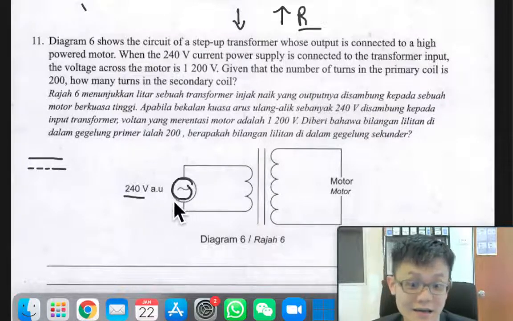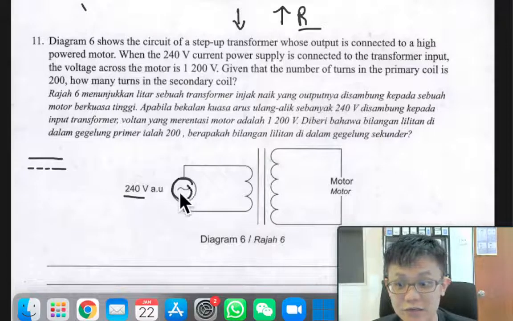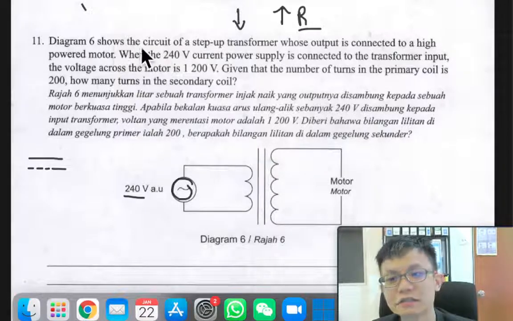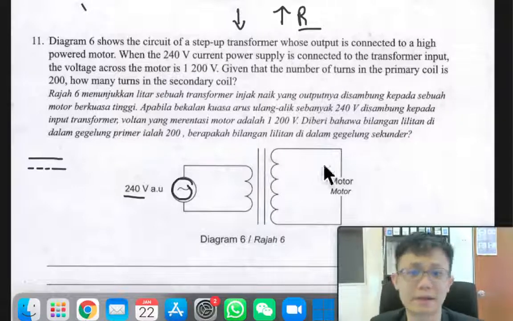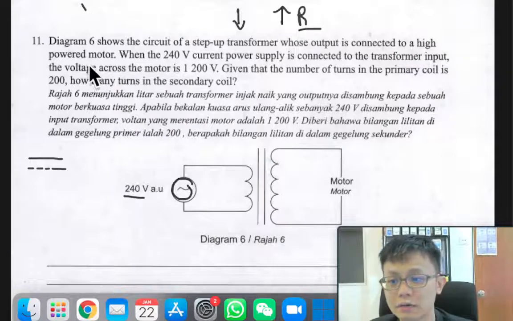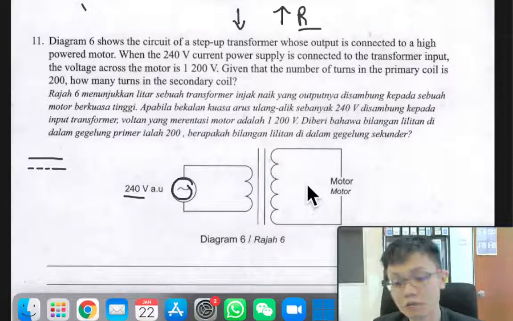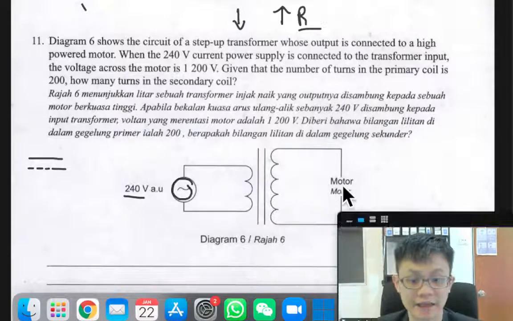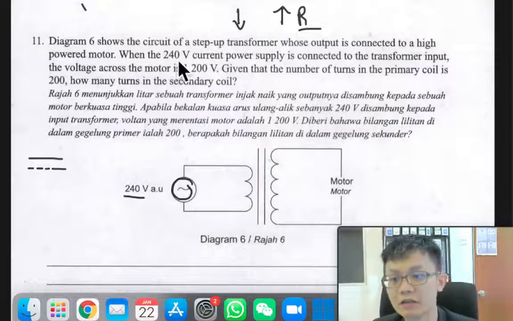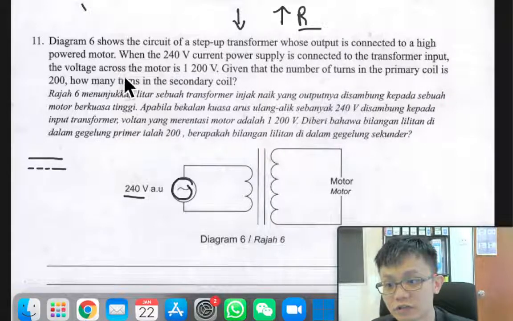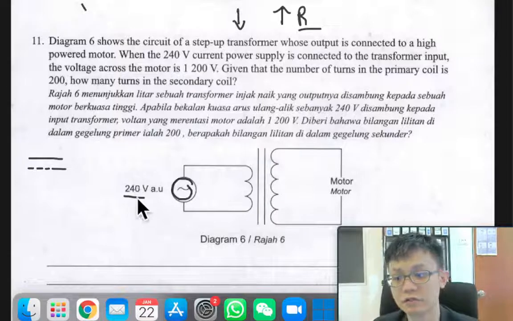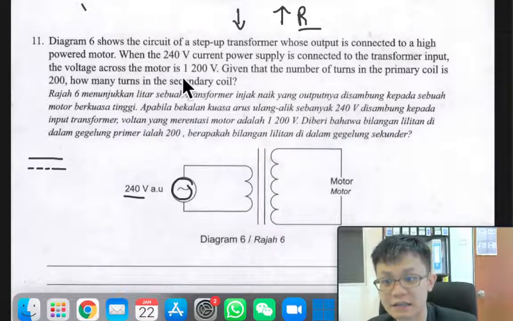Okay, so this is alternating current. They put the 240 volt AC here. Diagram 6 shows a circuit of a step up transformer. This one is step up, going up, connected to a high power motor. So this is a motor, maybe an aircon motor, or a fan, some motor. When the 240 volt power supply is connected to the transformer's input, the voltage of the motor is 1200. So this is 240, this is 1200.